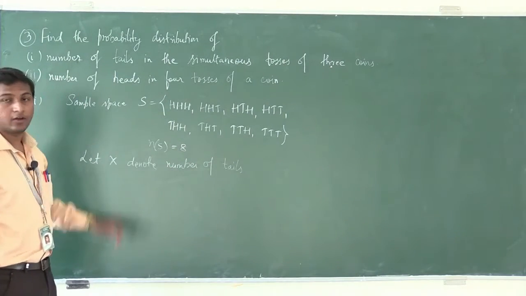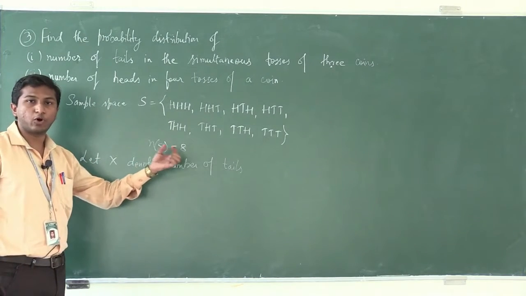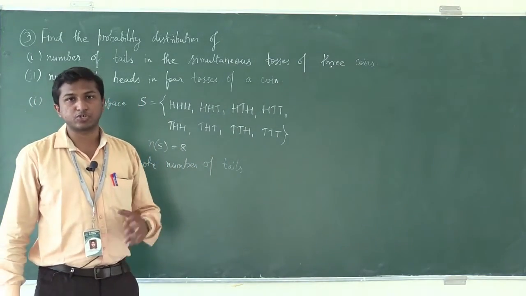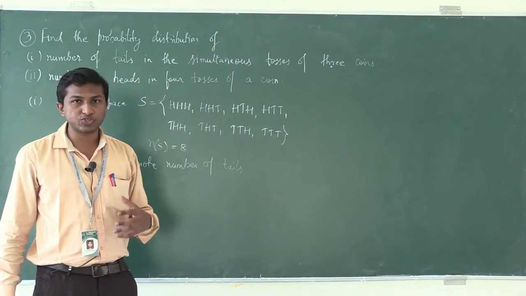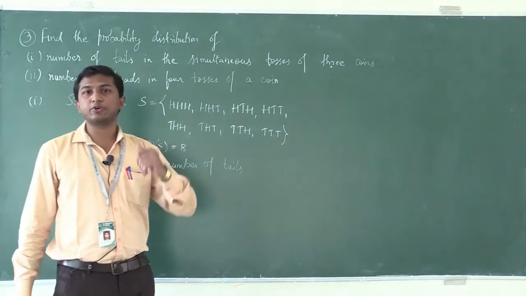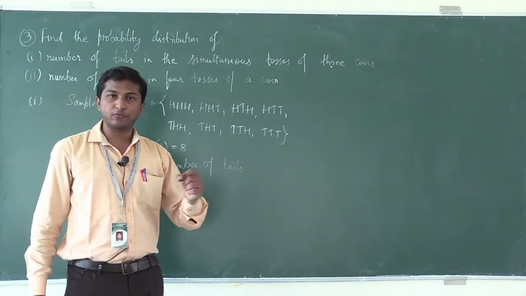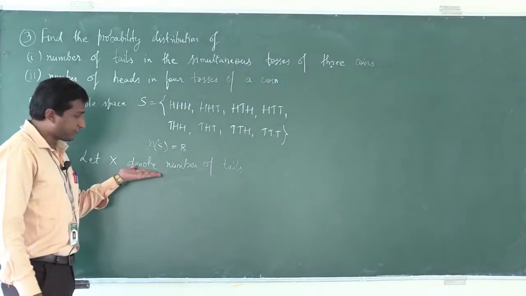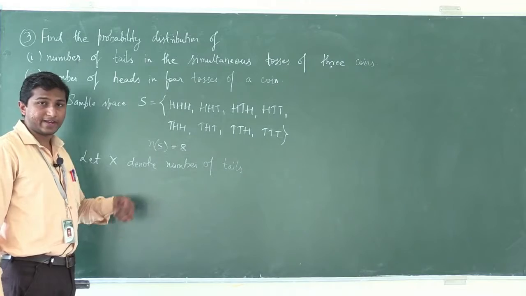Now we have to write the probability distribution of capital X, that is number of tails. We all know that writing the probability distribution, we have 2 rows. First row is talking about the different possible values that X can take, that the random variable can take, and row number 2 is telling us the corresponding probability of those different possible values of X. So we will first see what are the different possible values that X can take.